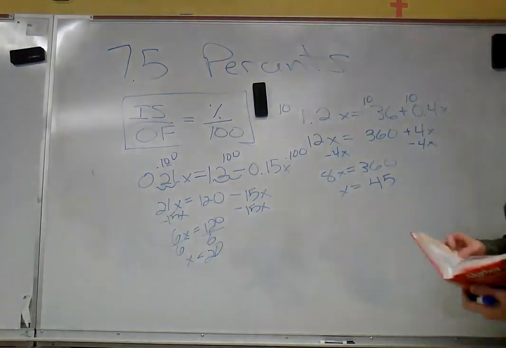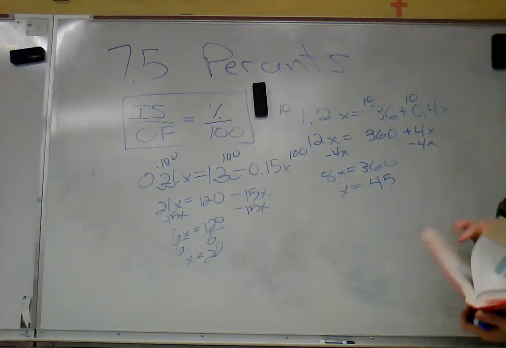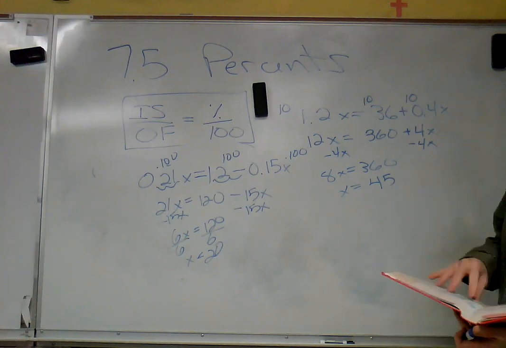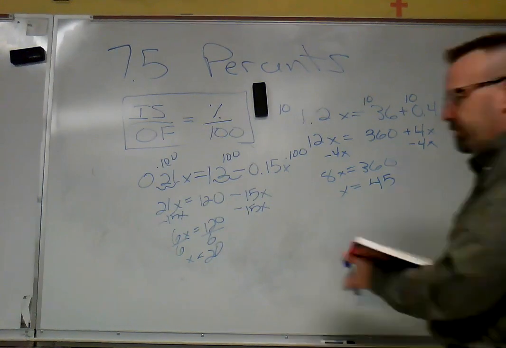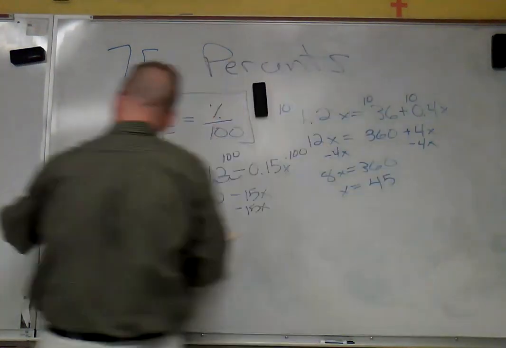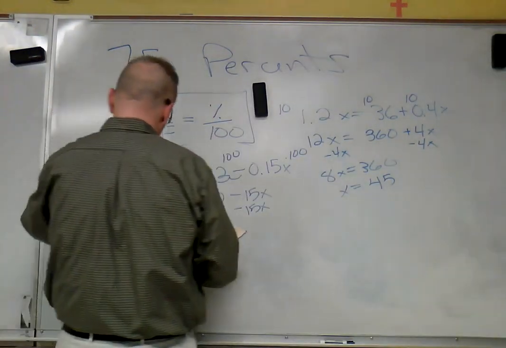Okay. So it's almost a little bit easier than the fractions because all you're doing is working with tens, 100s. You're just moving your decimal place. All right, so we're going to do on 312.